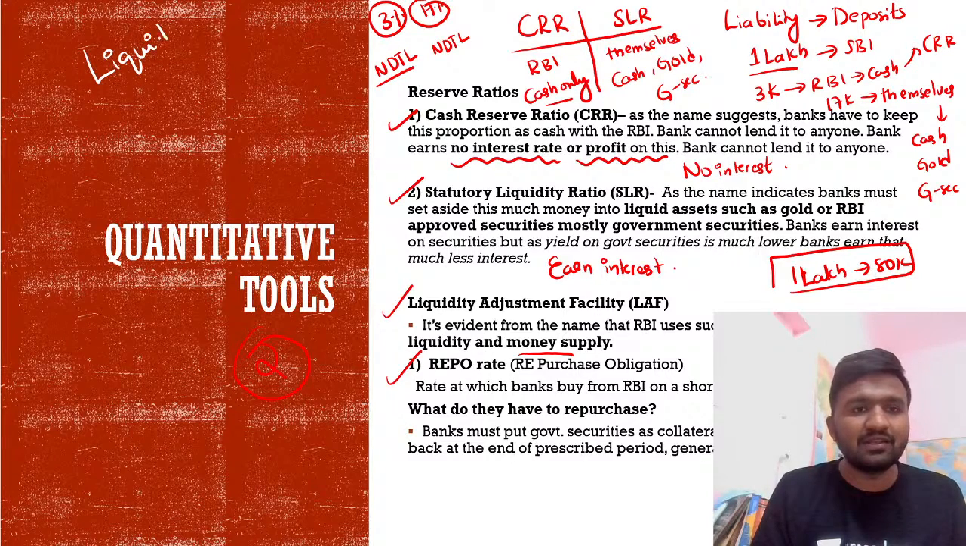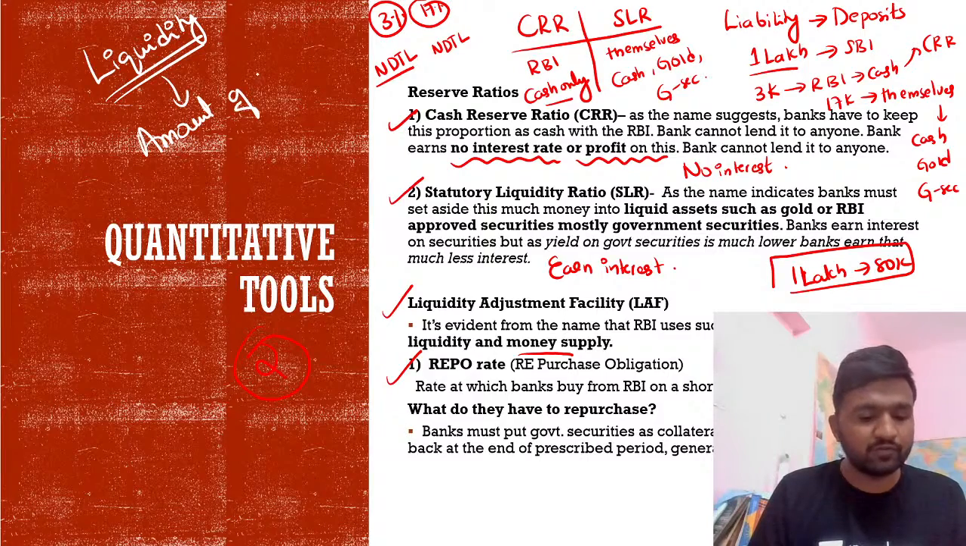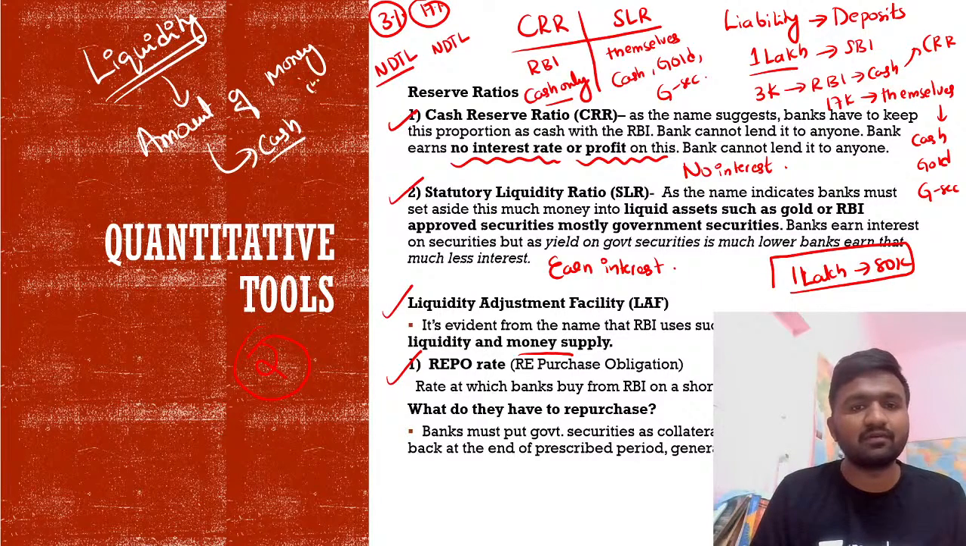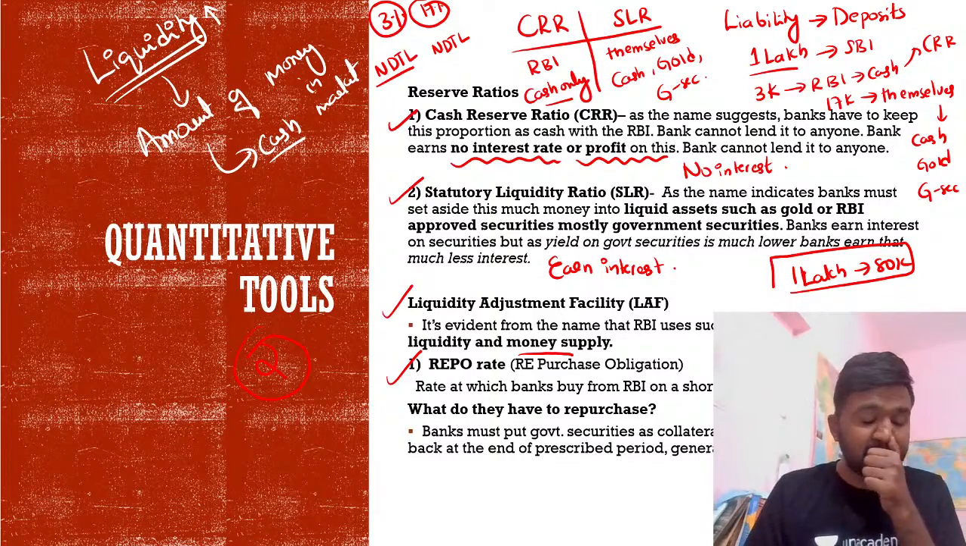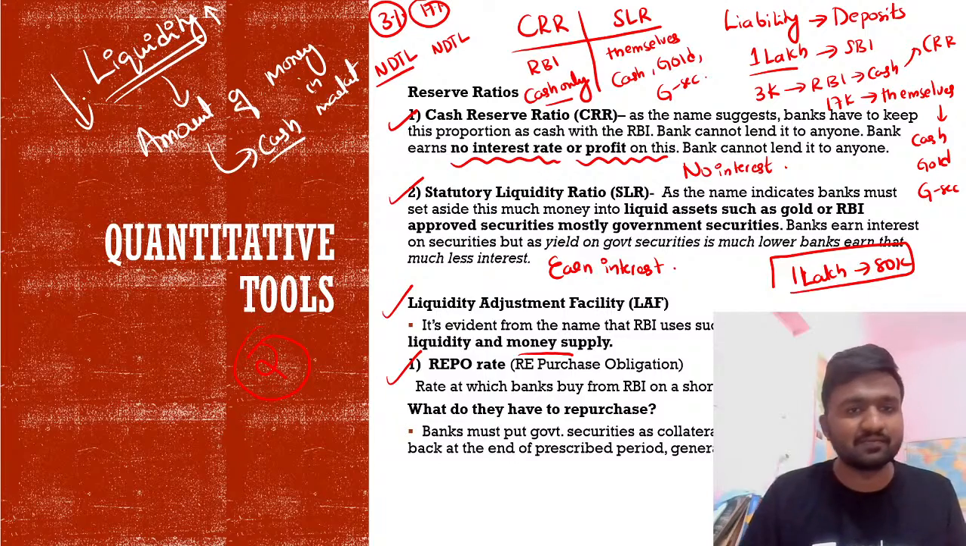Okay, see here, liquidity means the amount of money, the amount of anything that can be easily converted to cash. The amount of money in the market. If the cash in the market is more, then the liquidity is more. If the cash in the market is less, then the liquidity is less. Is that clear?